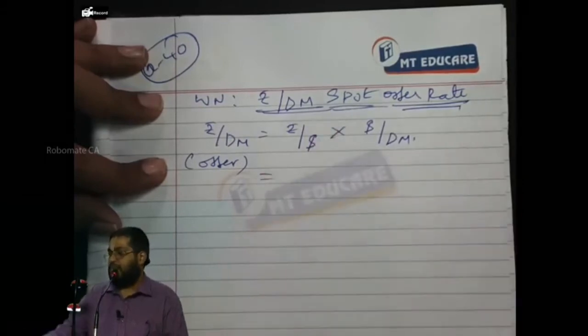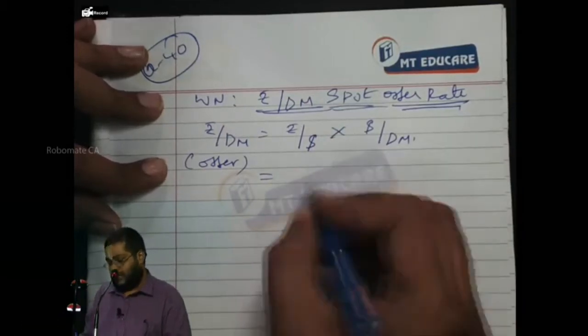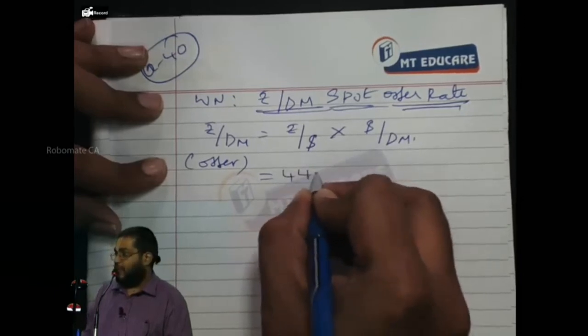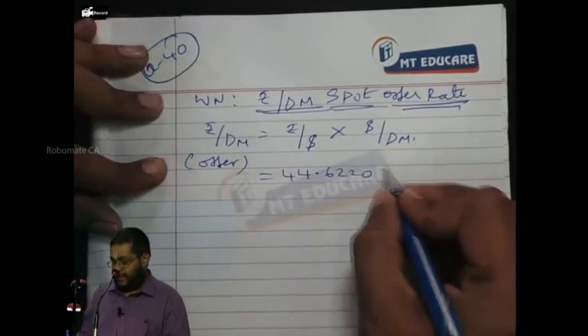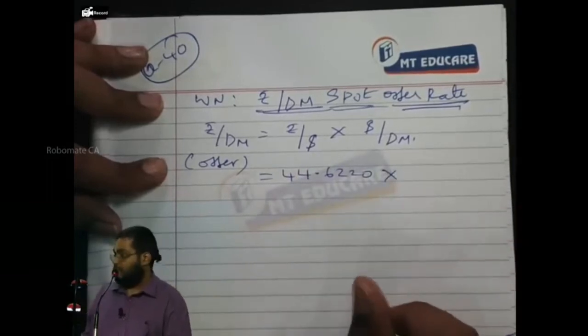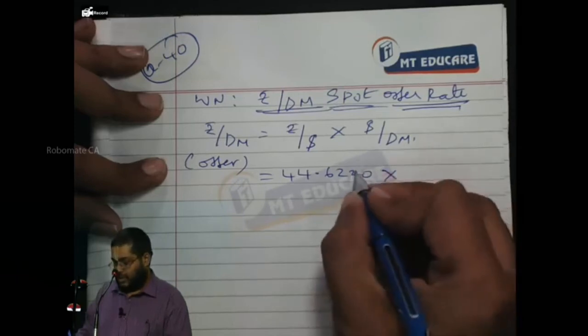Tell me the number. How much rupees? 44.6200. I should have the spot offer rate, now into what I wrote here. Okay, 44.6200.